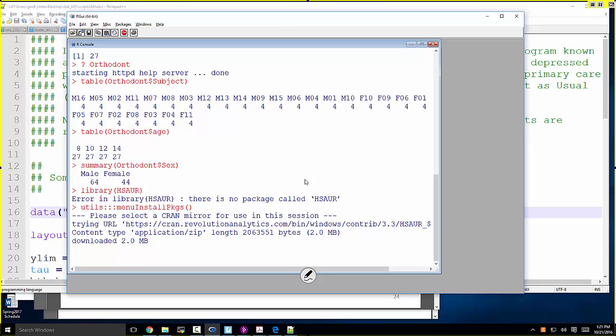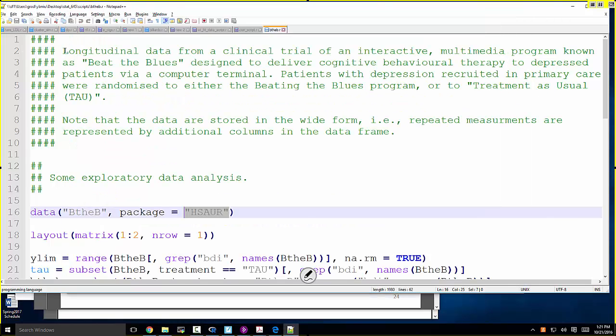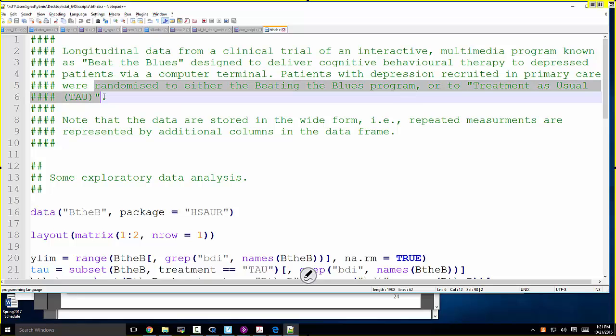These data are longitudinal from a clinical trial of a multimedia program called Beat the Blues that was designed to be therapy for depressed people. So we had people who are depressed recruited to the trial and then randomized to either a control or the treatment, the multimedia program.